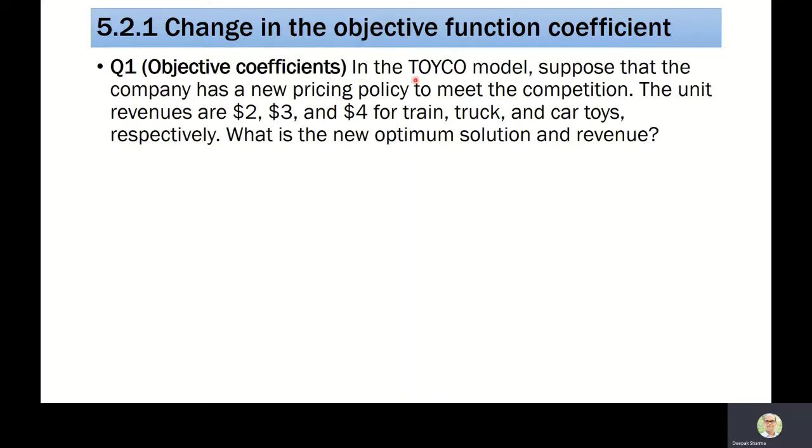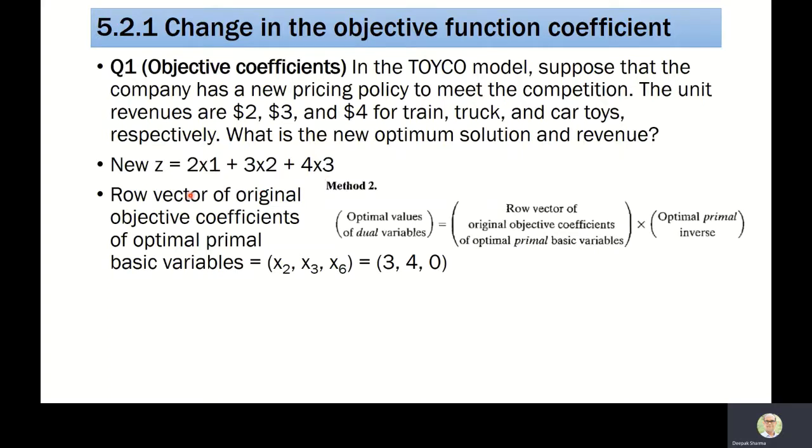Question 1 is, in the TOYCO model, suppose that the company has a new pricing policy to meet the competitors. The unit revenues are 2, 3 and 4 for the train, truck and car toys respectively. What is the new optimum solution and the revenue? So first of all, since the coefficients have been changed, the new Z equation will become 2x1 plus 3x2 plus 4x3. Now first we have to perform step 1, where we have to find the values of the dual variables.